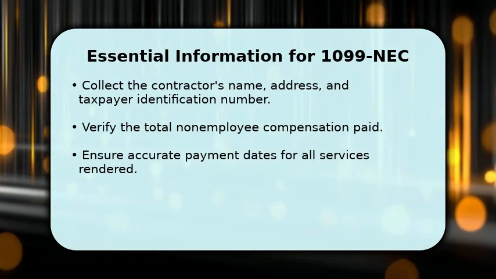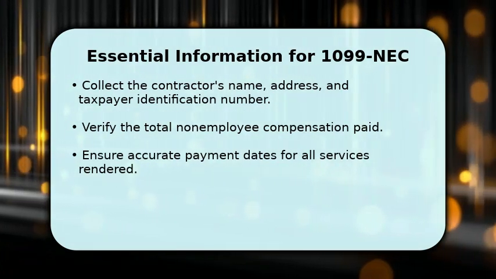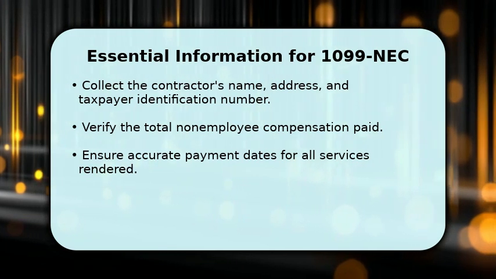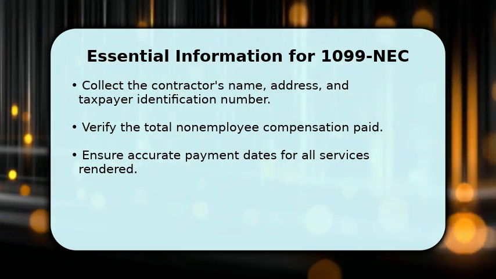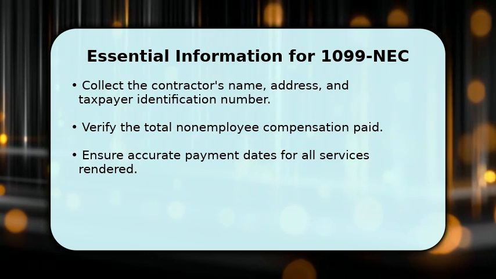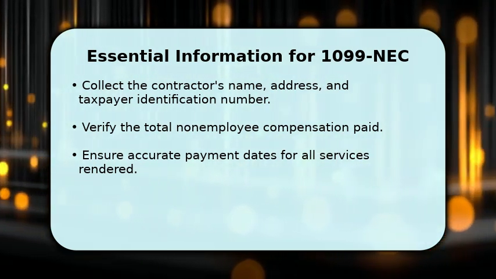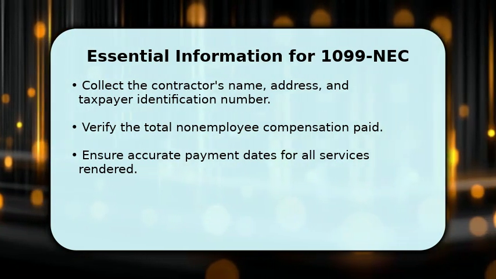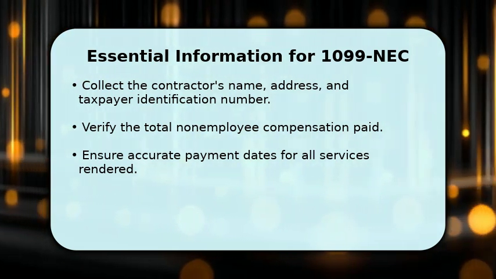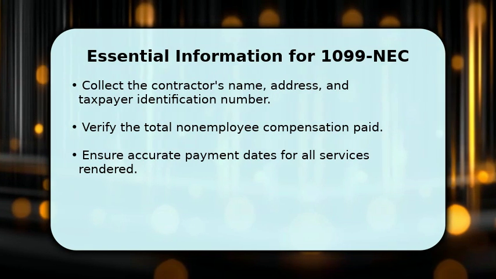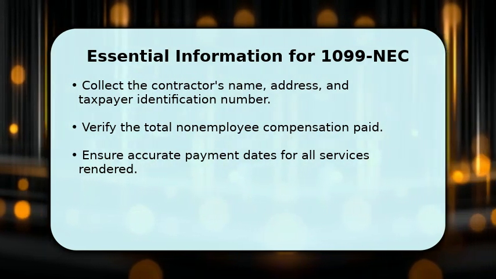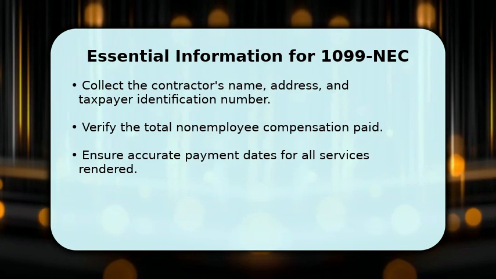Before you begin, gather all necessary information. You'll need the contractor's full legal name, their complete address, and their taxpayer identification number, which is usually their social security number or employer identification number. Also, accurately total the non-employee compensation paid throughout the year. Double-checking these details prevents errors and ensures smooth processing.